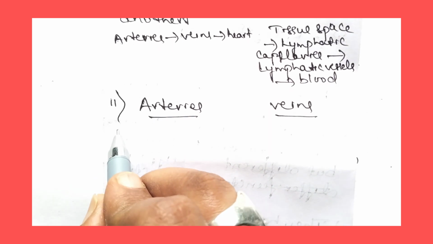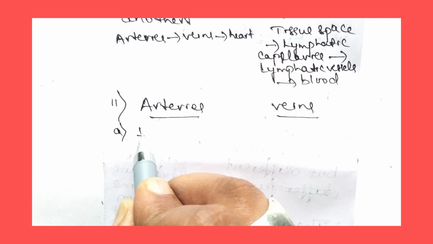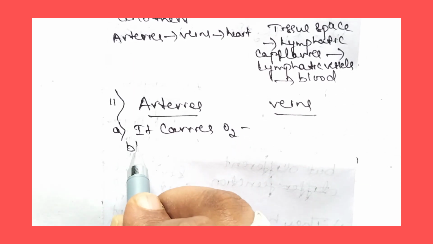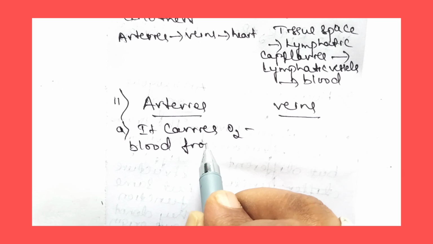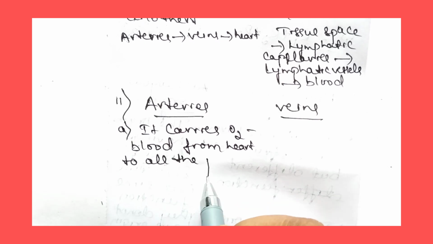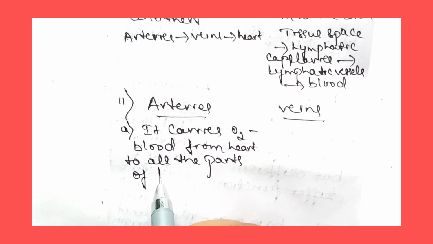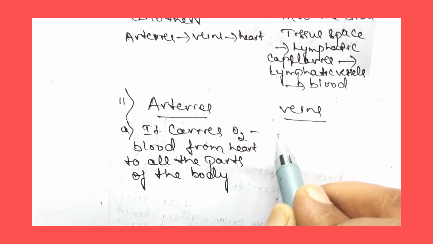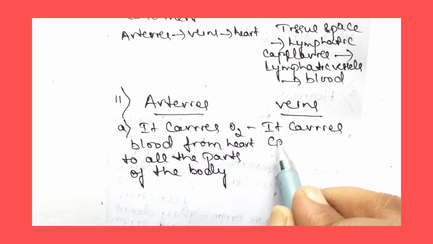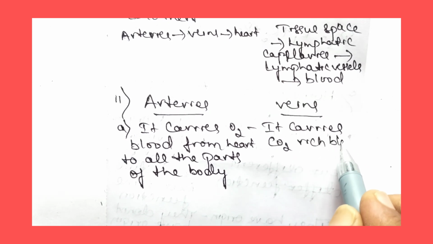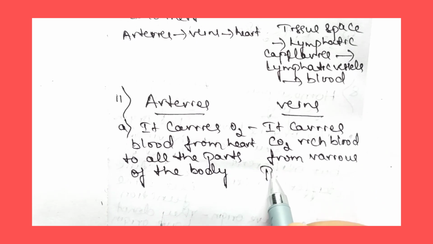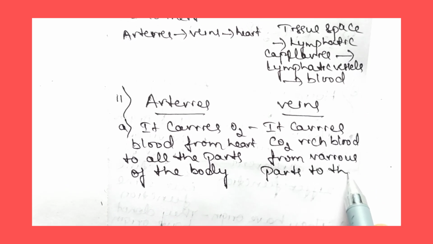Now let us list the differences between arteries and veins. Arteries carry oxygenated blood from heart to all the parts of the body. Veins carry carbon dioxide rich blood from various parts of the body to the heart.